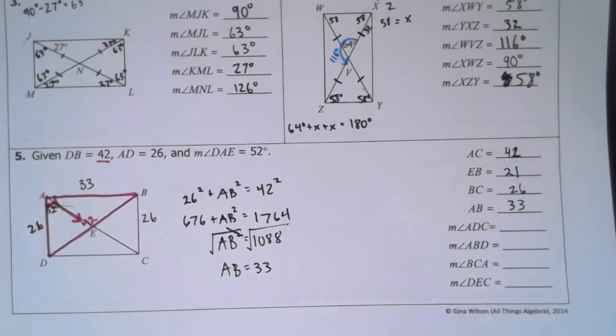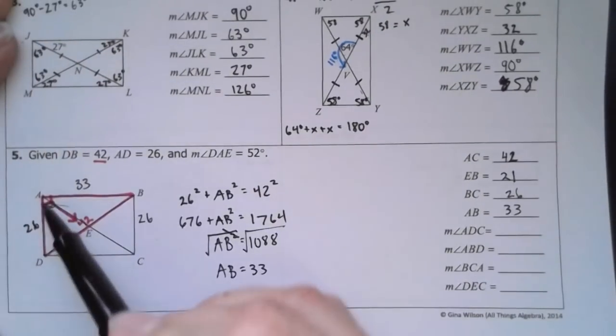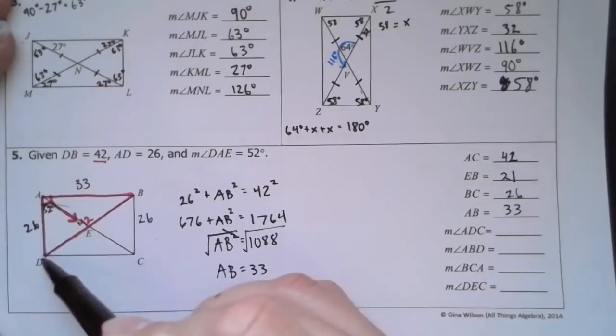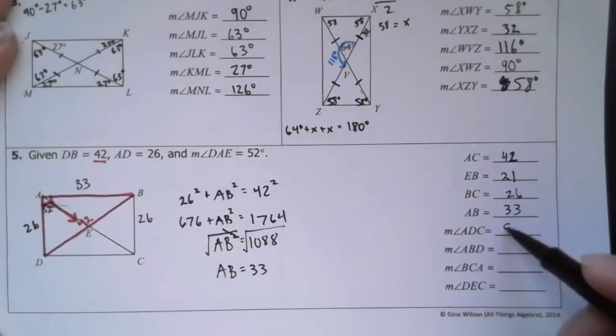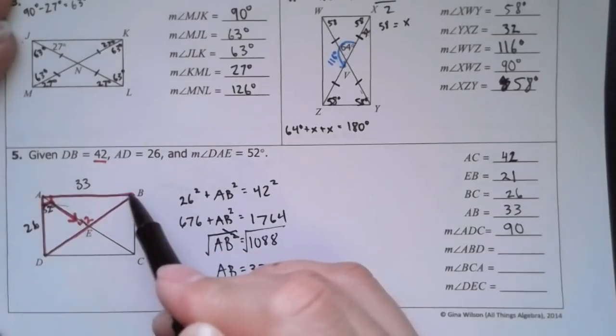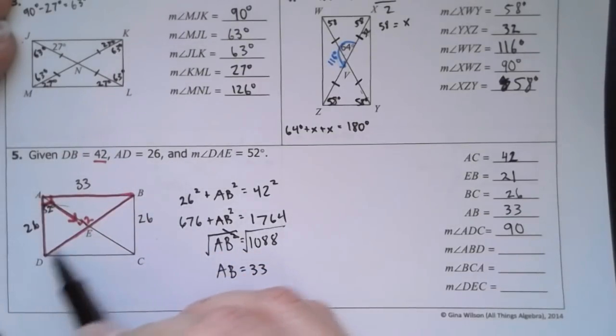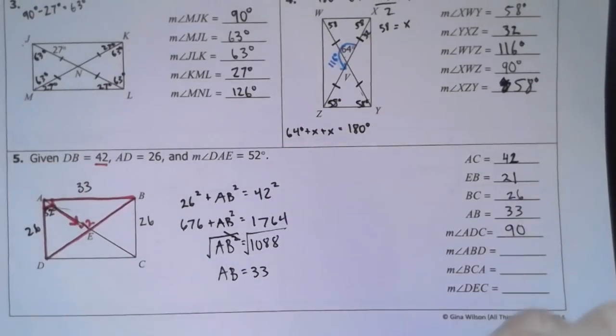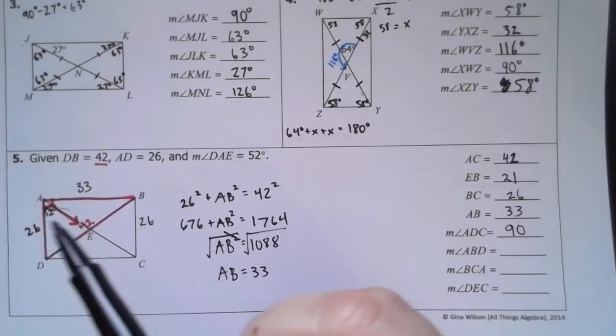The measure of ADC, that's the entire corner of a rectangle. We know that's 90 degrees. ABD, that's this angle here. Okay, let's use properties of isosceles triangles.